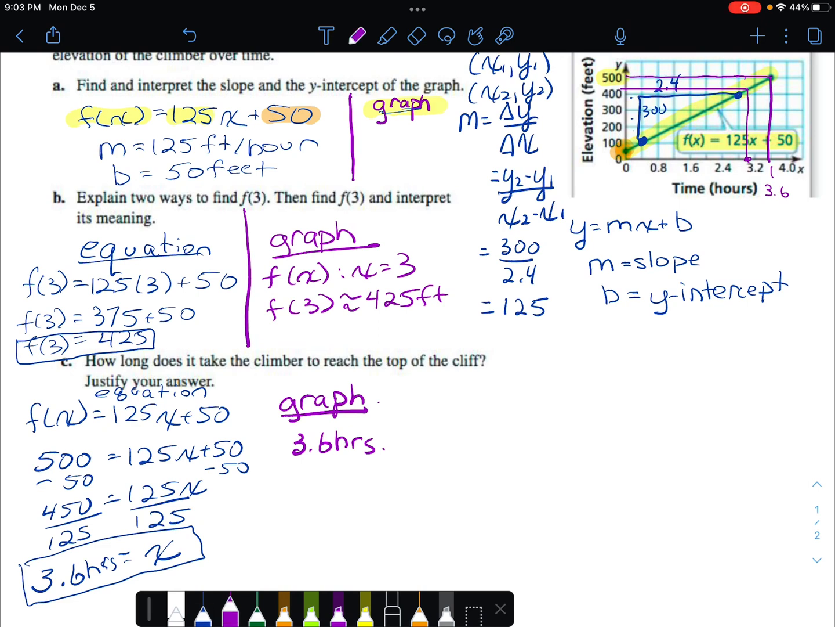Okay, so you can see again, both the graph and the equation both equal out. It's just sometimes it seems like if we use the graph, we might not be able to get an exact answer. We might be getting an approximate answer, whereas the equation is always going to give us the exact answer.